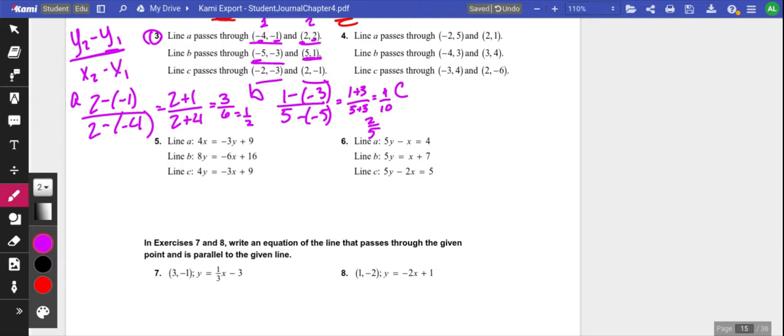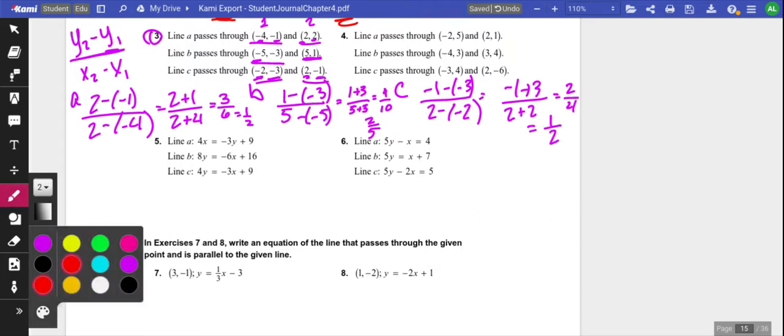And then over here, line C, same thing. So I'm thinking I've got y2 minus y1, so y2 is this negative 1 minus y1, that's that negative 3, over x2, which is 2, minus x1, which is negative 2. So I've got negative 1 plus 3 over 2 plus 2. So I'm going to end up here with 2 over 4, which simplifies to 1/2.